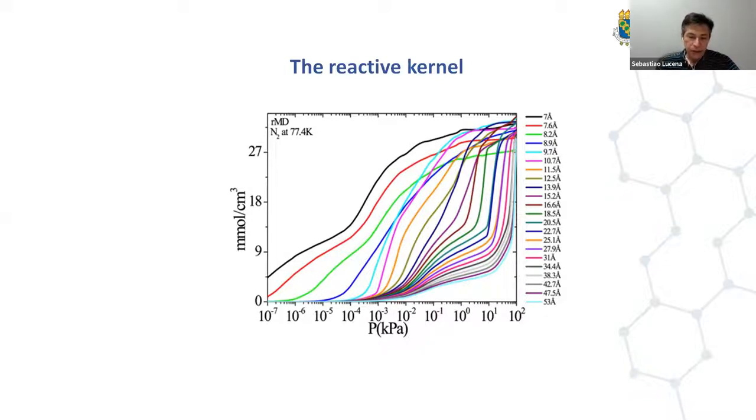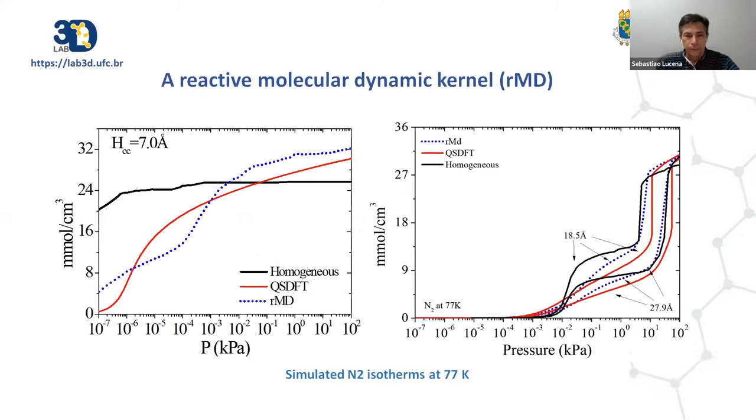Now we will compare the performance of a complete kernel of the reactive model with the quenched solid DFT and some new investigations that expand the kernel application. Before discussing the pore size distribution, it's interesting to pay attention to some local isotherms of selected pores. For small pores like the 7 angstrom pore, we found the highest variation between quenched solid DFT and the reactive model. As you can see, the quenched solid is the red line and the reactive model is the blue dotted line.